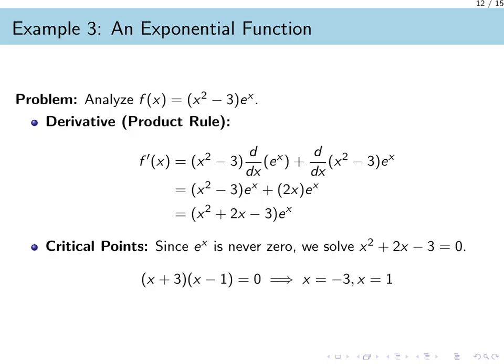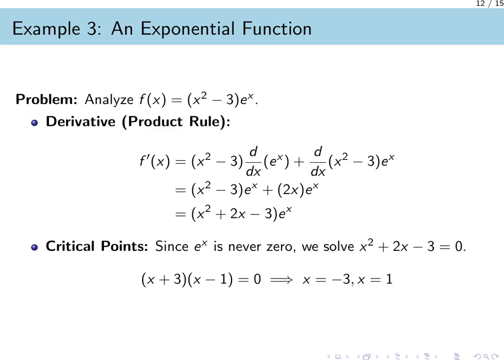Now let us analyze a function that is a product of a polynomial and an exponential term, which is a common pattern you will see. To find the critical points, we first need to find the derivative using the product rule. This means we take the first part, the quantity x squared minus 3, times the derivative of e to the x, and add the second part, e to the x, times the derivative of x squared minus 3. After simplifying and factoring out the common e to the x term, our derivative becomes the quantity x squared plus 2x minus 3, all times e to the x.